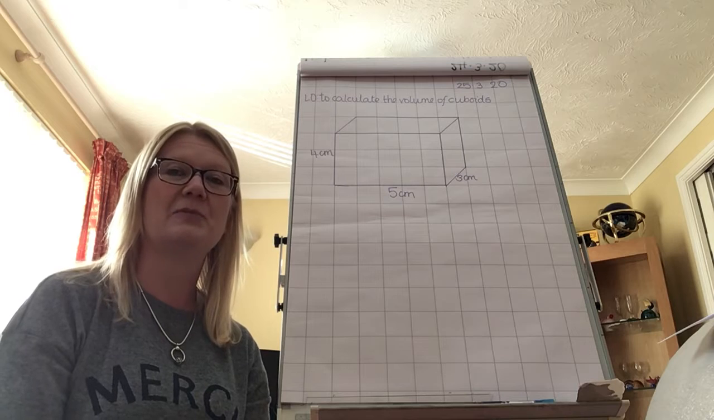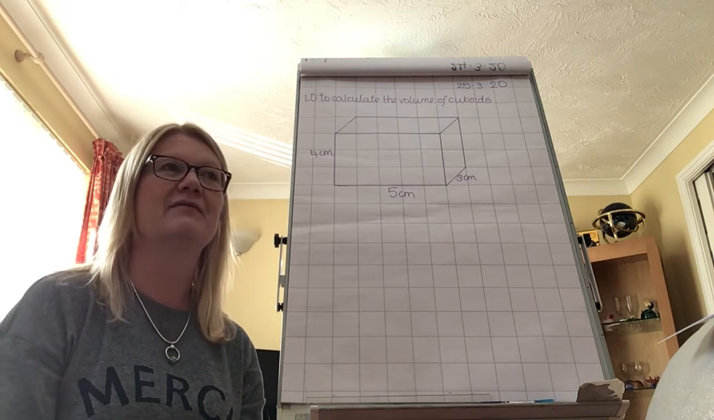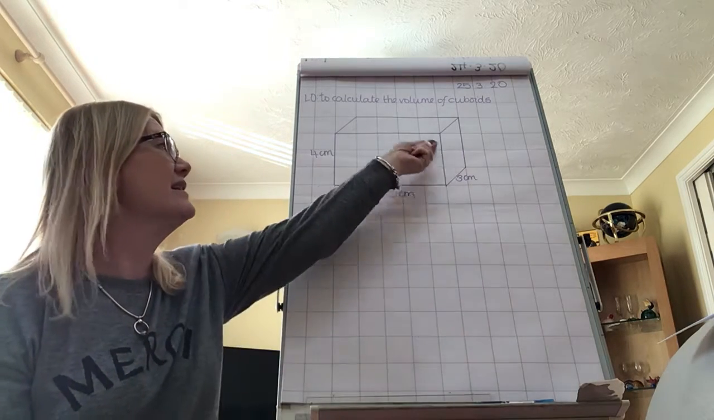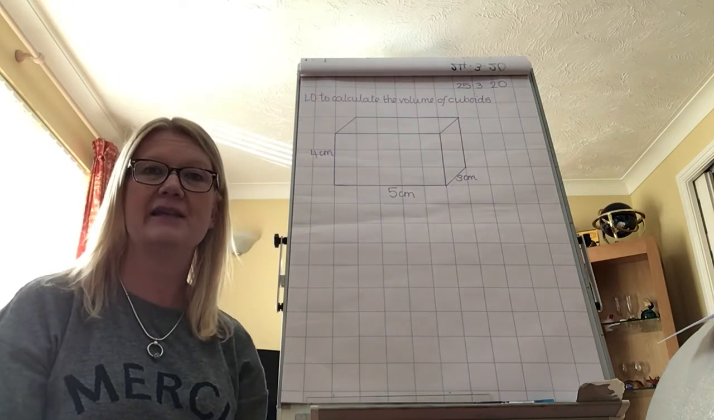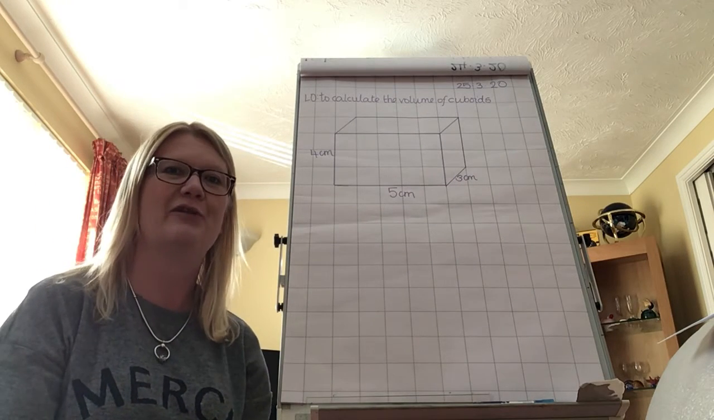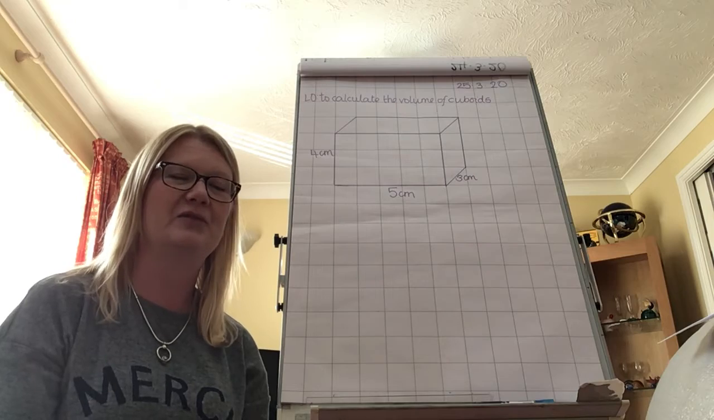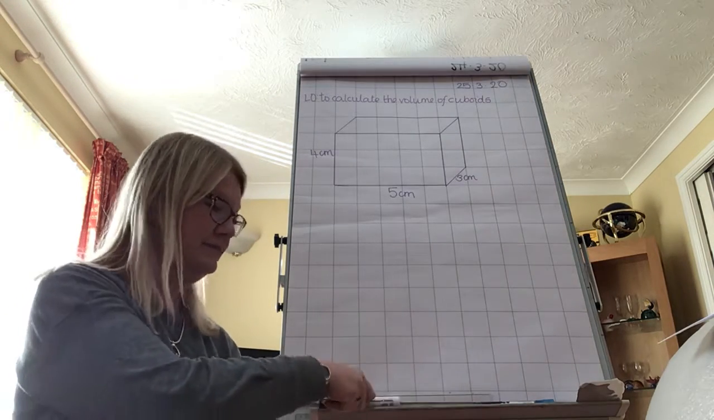Right, so how do we calculate the volume? What is the volume? The volume is the space inside. It's the amount of space that the shape takes up in 3 dimensions. So first of all, we're going to make one.